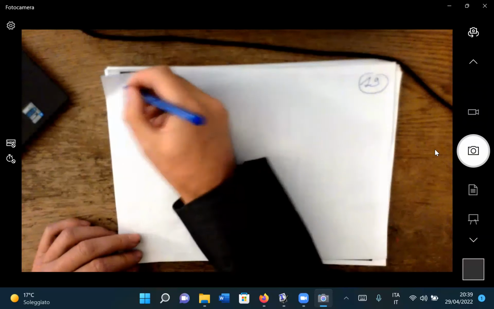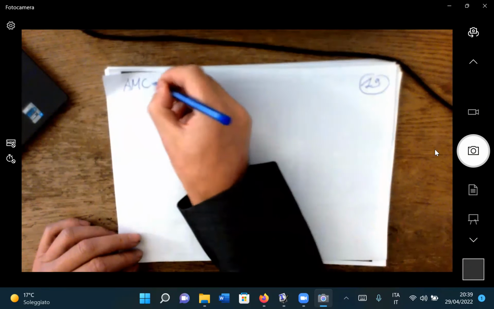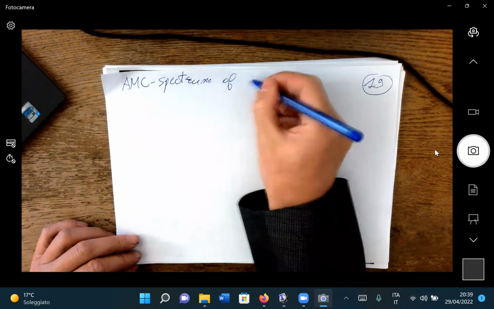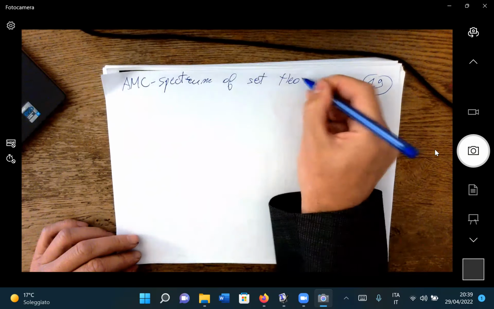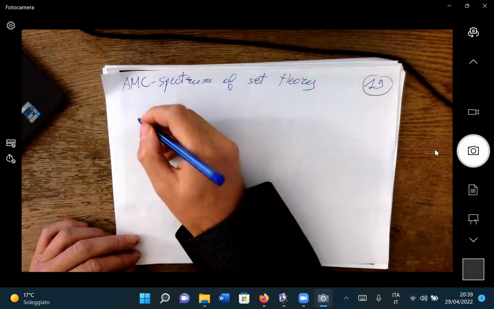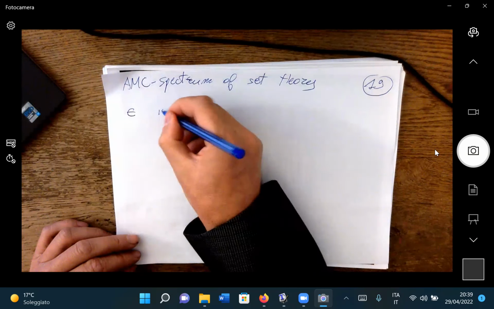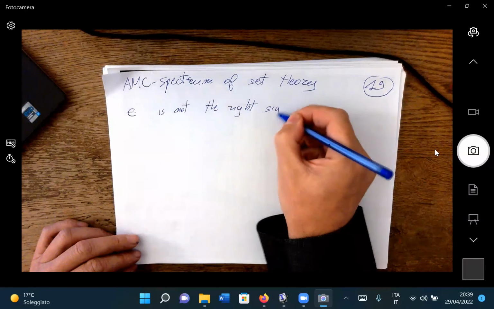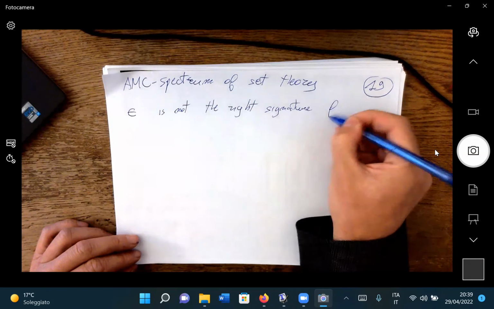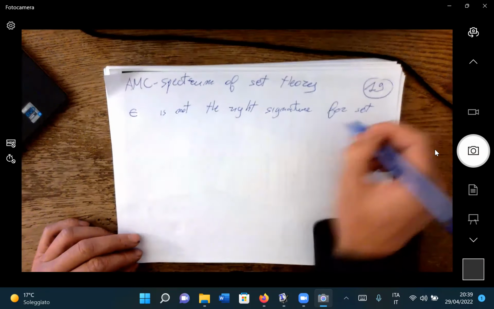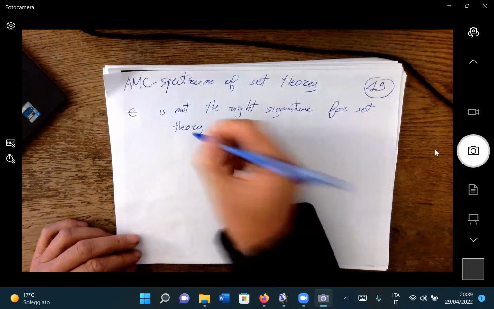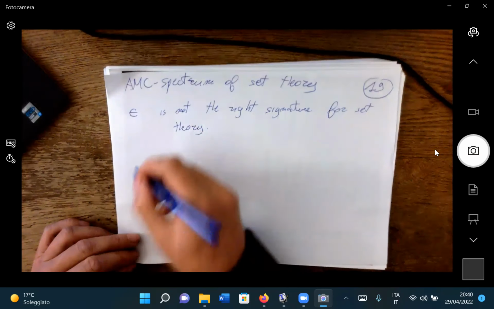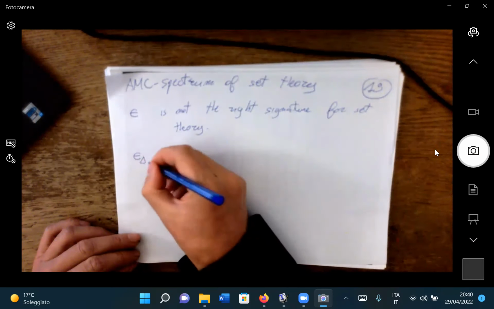So now the point is the AMC spectrum of set theory. Okay, so the first observation is that epsilon is not the right signature for set theory. I mean, it's good for axiomatizing, but it's not good to detect the basic concepts of set theory. The basic concepts are expressed by epsilon delta 0.